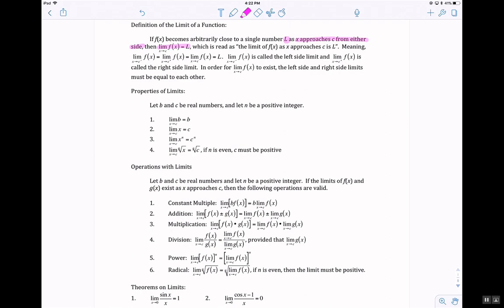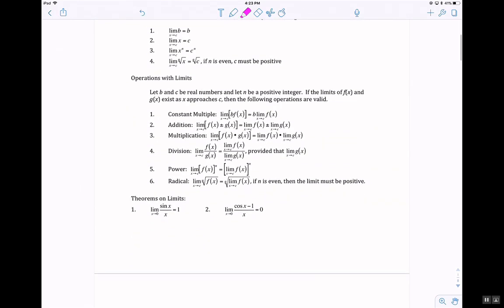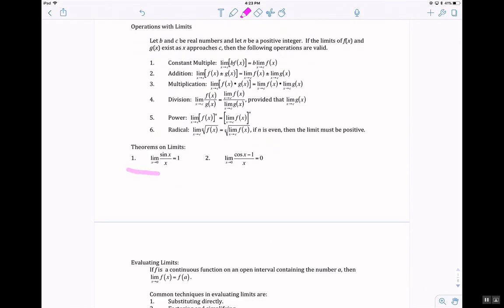We read it as the limit of f of x as x approaches c is L, meaning that the left side limit is equal to the right side limit, which means that it's overall equal to that number. Left side and right side limits have to be equal to each other in order for this limit to exist. And there are some theorems on limits, when you have sine of x over x or cosine of x minus 1 over x.